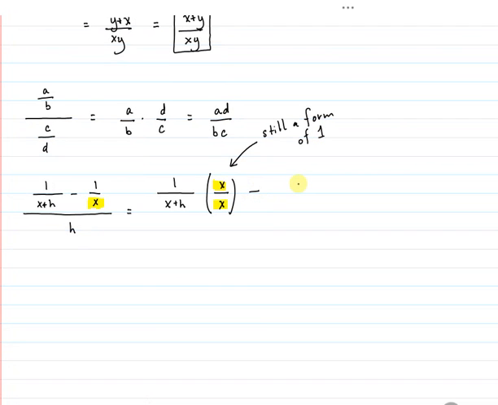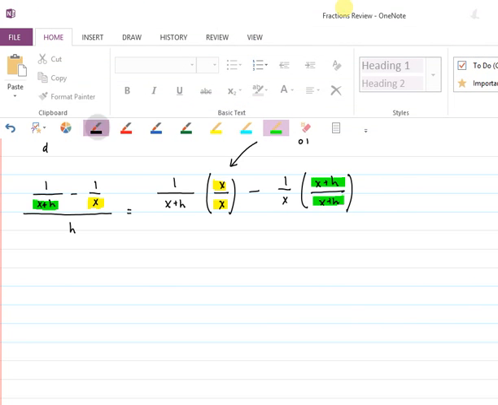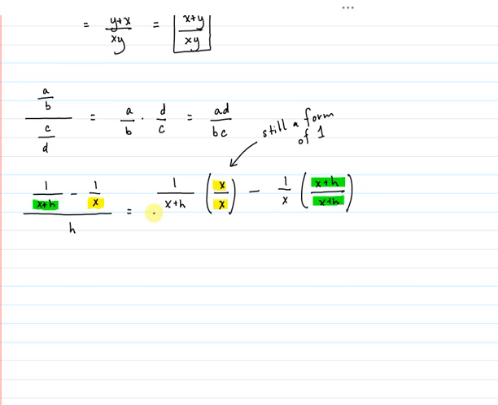Okay, I'm subtracting, so I get a minus sign. And I'm going to write 1 over x. And then I'm going to write x plus h over x plus h, where that x plus h is just coming from my denominator over there. This is how I'm getting my common multiple. I don't care about the least part, all over h.